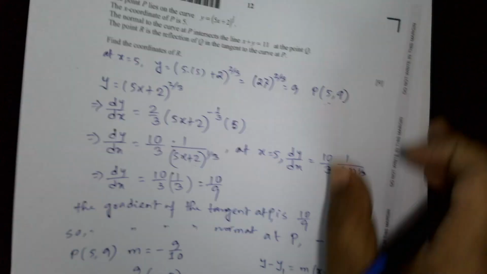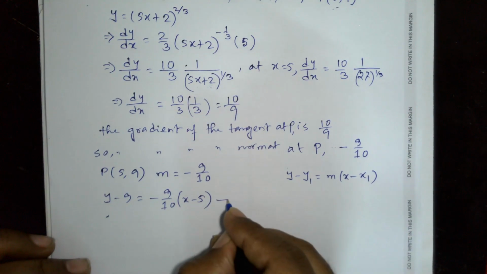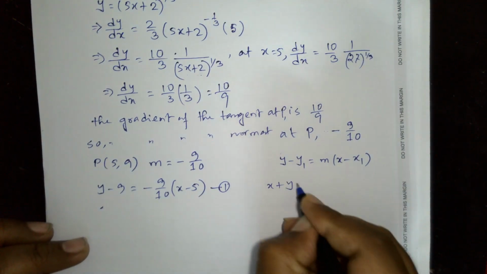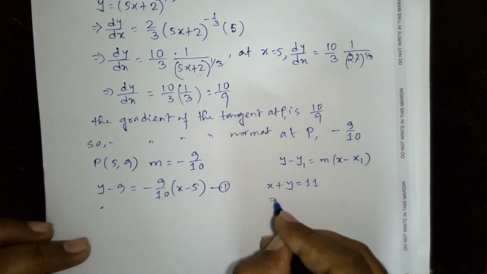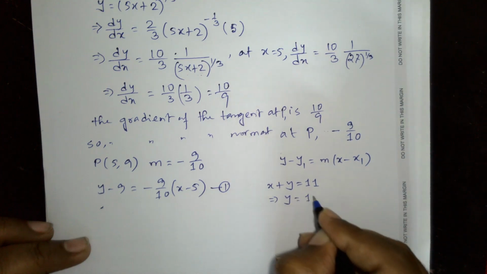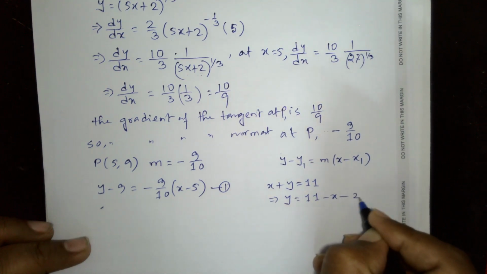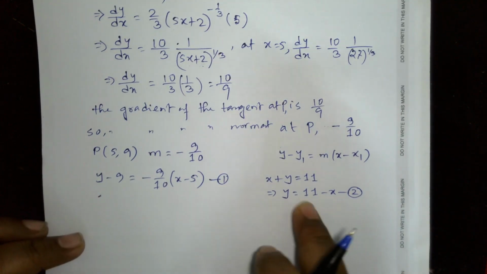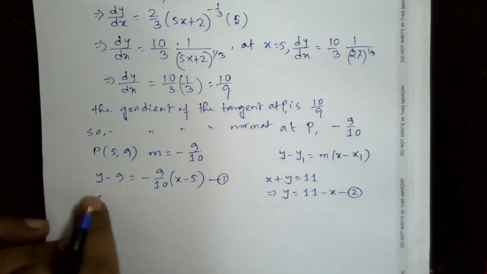So let's keep this equation here as 1, and we have another equation: x plus y is equal to 11, and now we can write y is equal to 11 minus x. Let's call this equation 2. Can we substitute this y equals 11 minus x here?